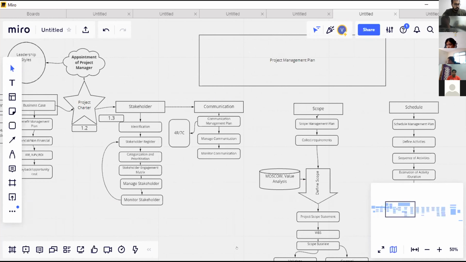Then an important part for a project manager is that 90% of the job is to communicate. So first we will make a communication management plan. And when we are making a communication management plan, we have the 4 Rs and the 7 Cs. Then we need to manage communication, then monitor the communication.